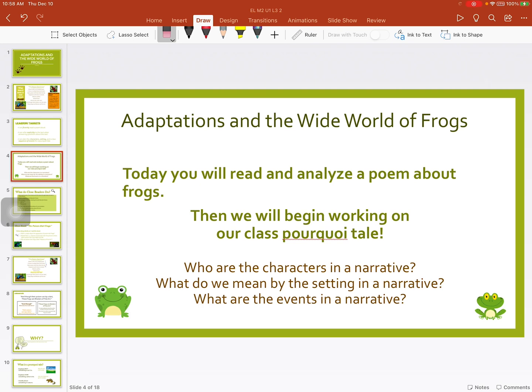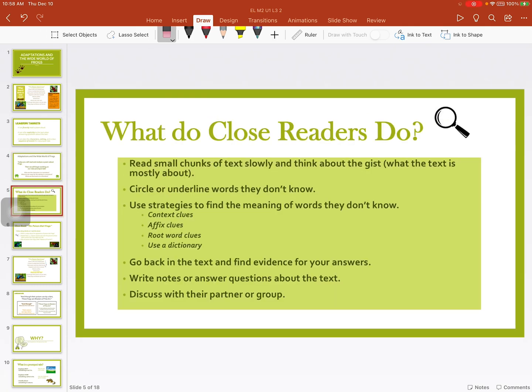What do we mean by the setting in a narrative? Right, that's where the narrative happens. What are the events in the narrative? Right, that's what is happening in a narrative. What do close readers do?